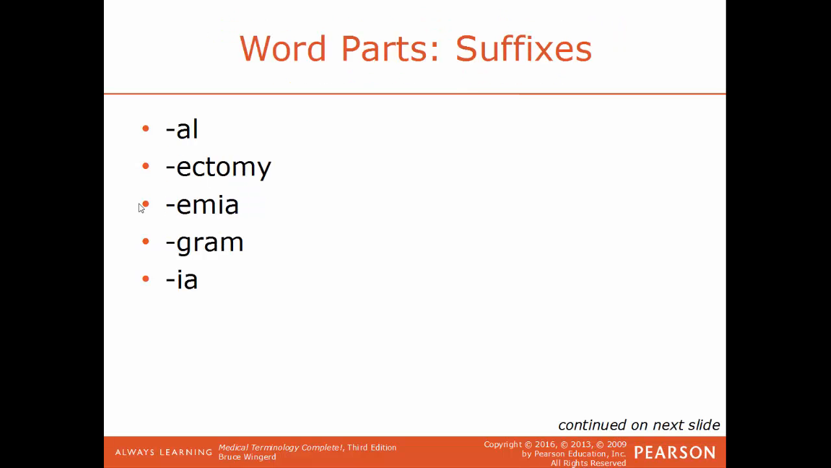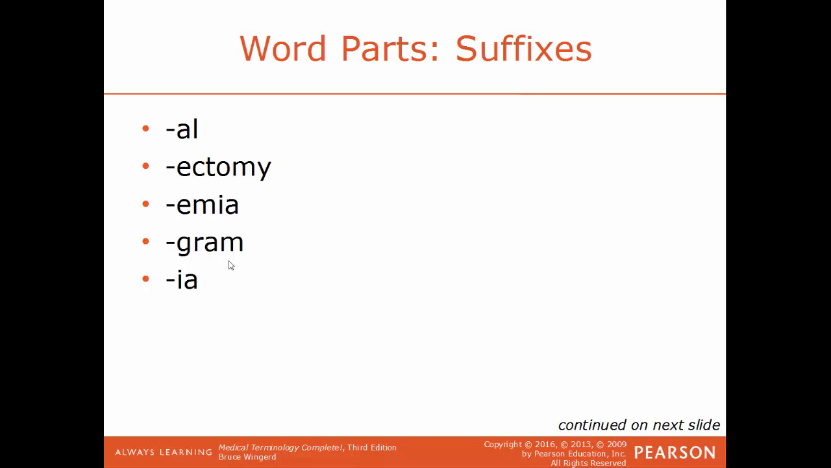Alright, now we'll go over some common suffixes. See the first one, the ending al. This means pertaining to. So for example, abdominal is a pertaining to the abdomen. Ectomy is the surgical removal of. So an appendectomy, removal of the appendix. Tonsillectomy, removal of the tonsils. Emia is reference to of the blood.